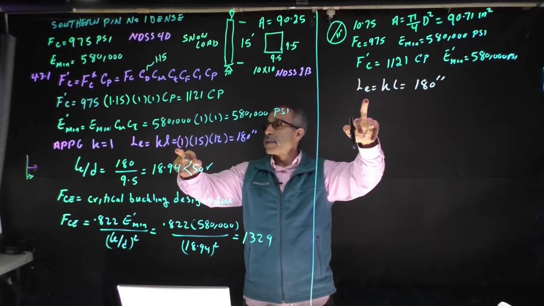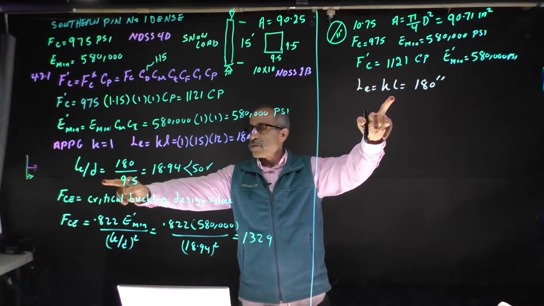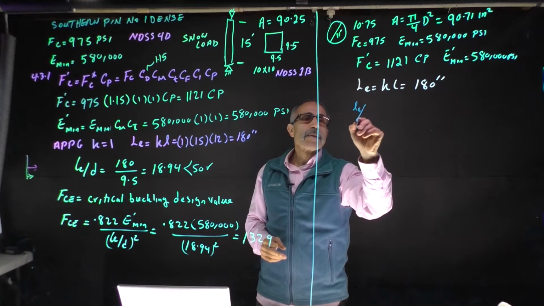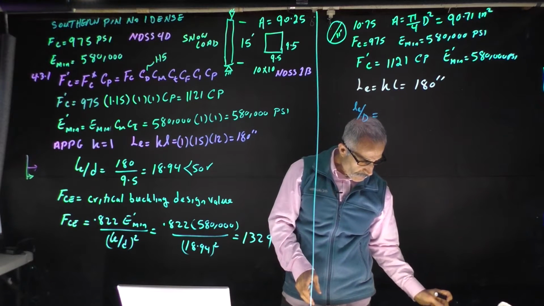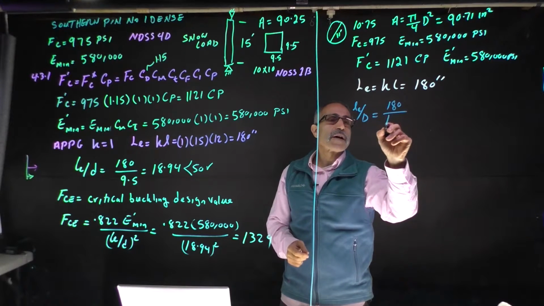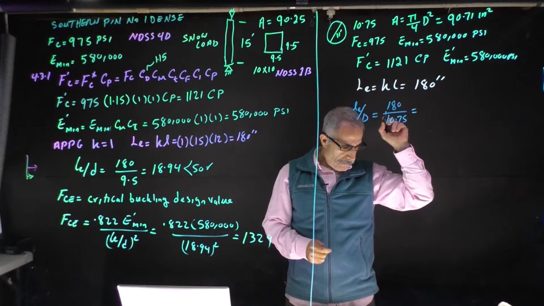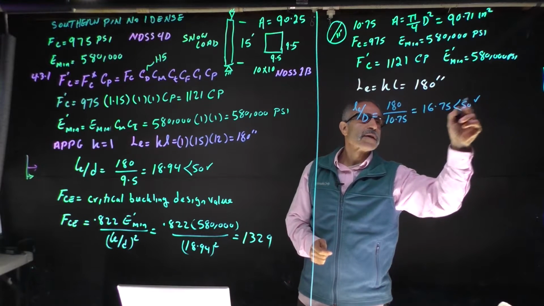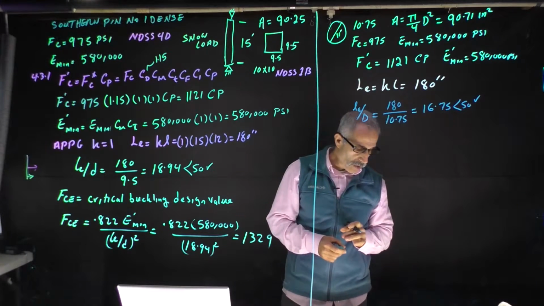We had Le here, and our Le came out to 180 inches. Next, we want to find Le over d. In this case, because it's circular, it's Le divided by the diameter, which is 180 divided by 10.75, and that comes out to 16.75, and we're still less than 50. We're okay. Circular column designs are really good. They have a lot of good properties.